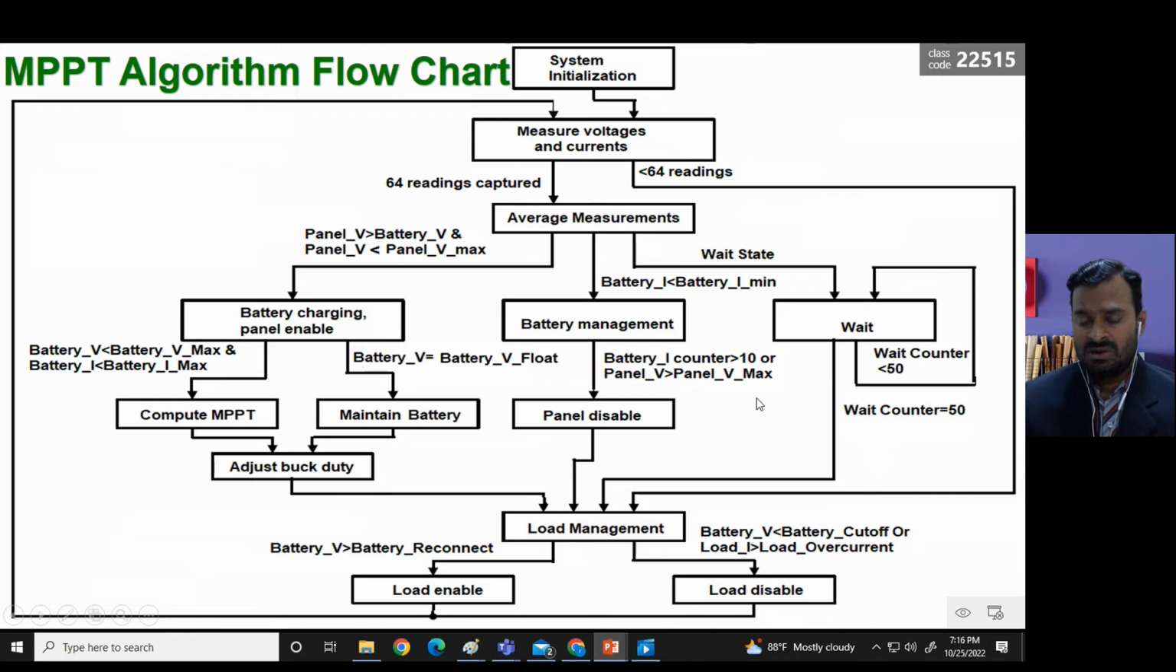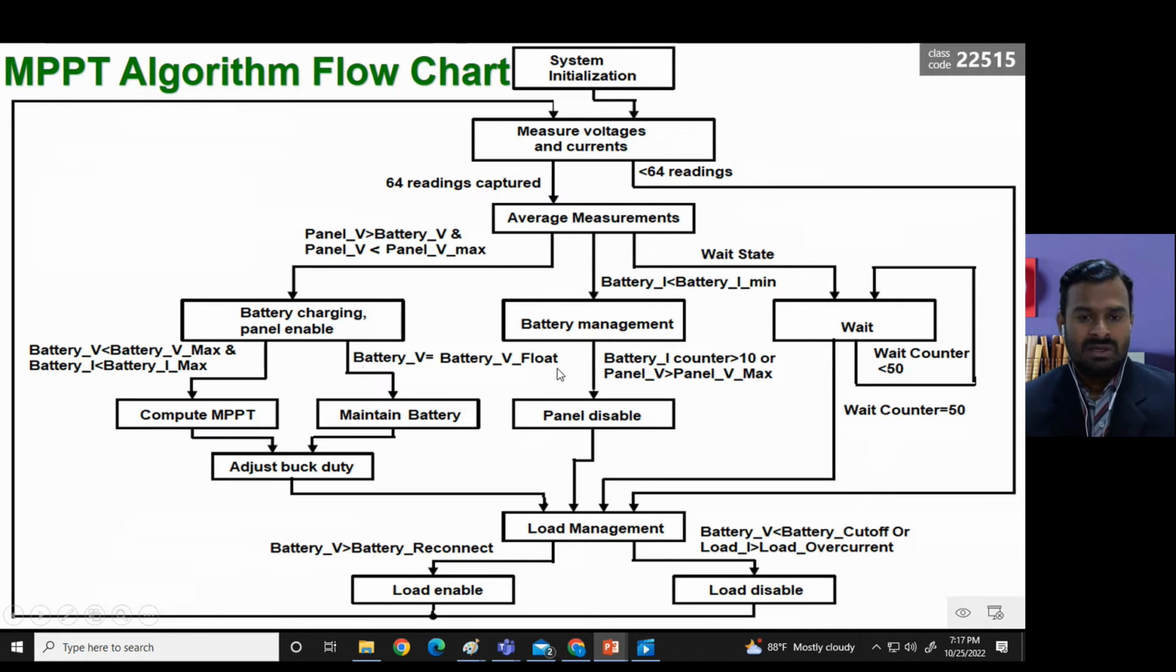One more condition is also verified here: panel voltage greater than panel Vmax. If any one of these conditions is satisfied, the panel will be disabled. This means the panel will be isolated from the charge controller, and the charge controller and the remaining part will be isolated from the panel. Then it also goes to the load management. Here, until you take 64 readings for making the average measurement, there is a waiting loop also given. So this is the MPPT algorithm.